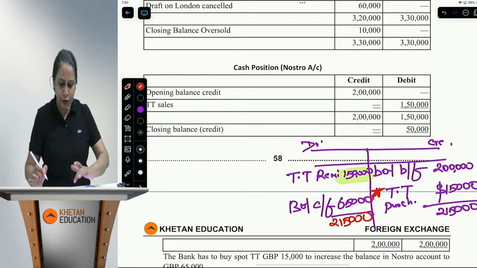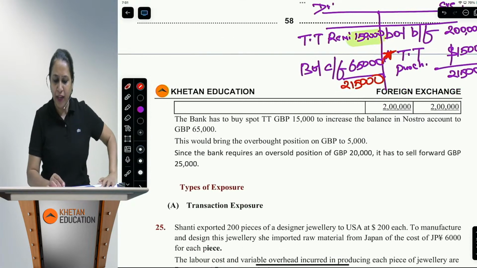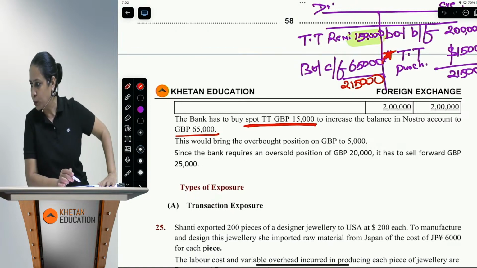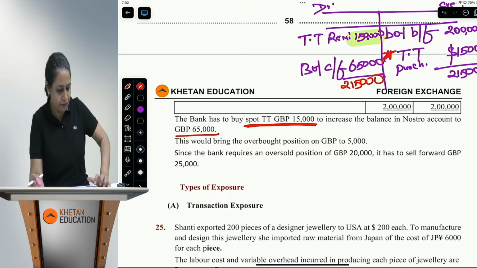Is it okay, guys? Look at here, I'll show you something. The bank has to buy spot TT, can you see that, 15,000, to increase the balance of nostro account to 65,000. Are you fine, all of you? Understood. It is easy, guys.